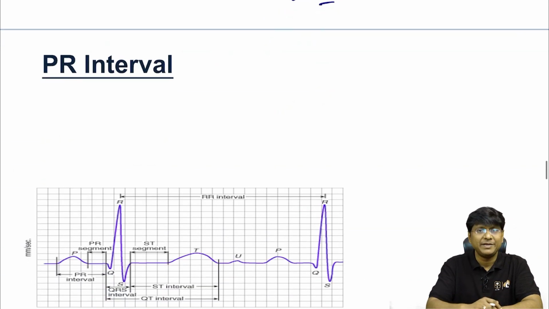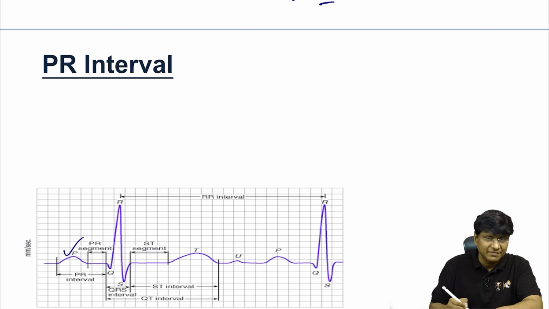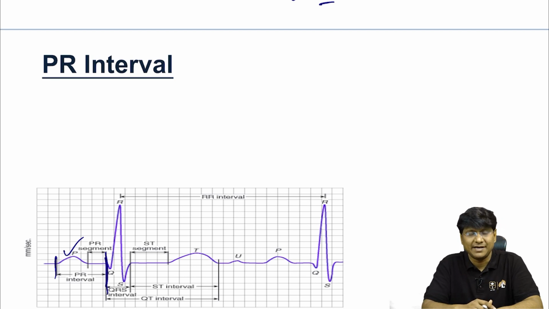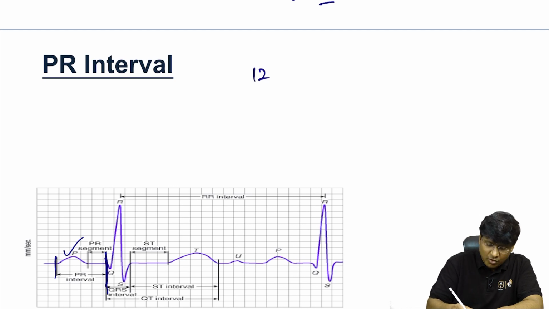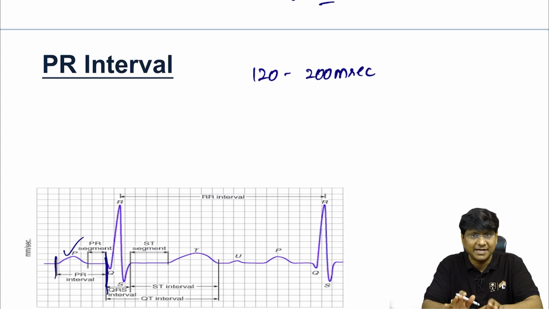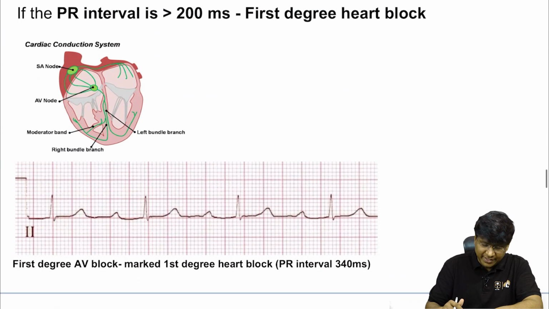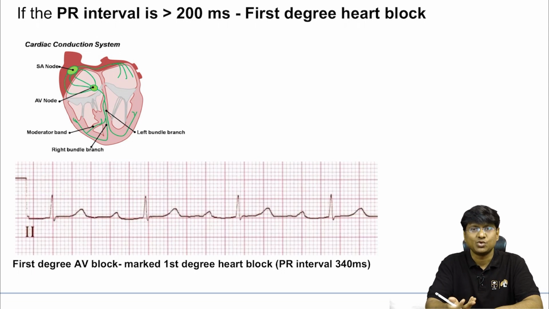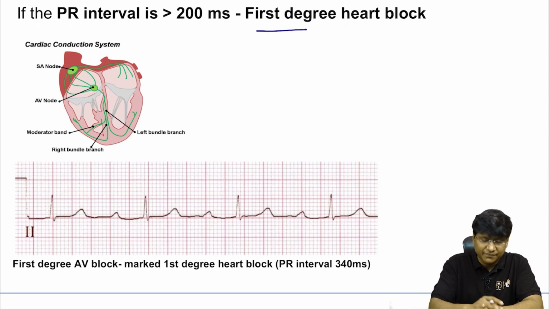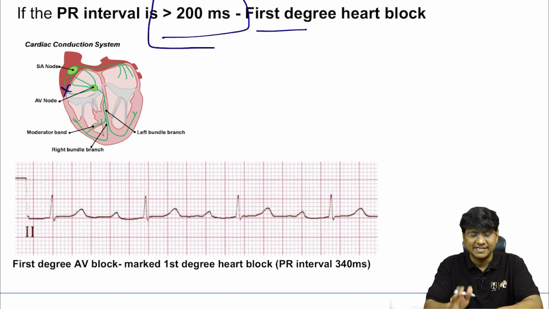Then you need to be aware of the PR interval. After the P wave comes the PR interval. The PR interval is from the start of the P wave to the start of the QRS complex. The normal PR interval is 120 to 200 milliseconds. Now, what are the conditions where the PR interval will be prolonged? That is in case of AV block. In first degree AV block, where the pathology is in the internodal fibers, the PR interval will be more than 200 milliseconds, right?